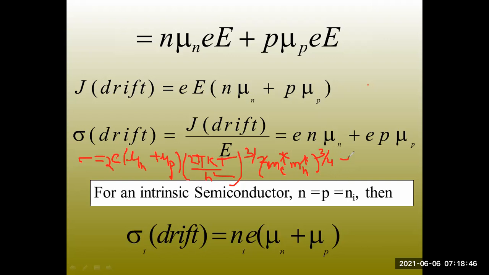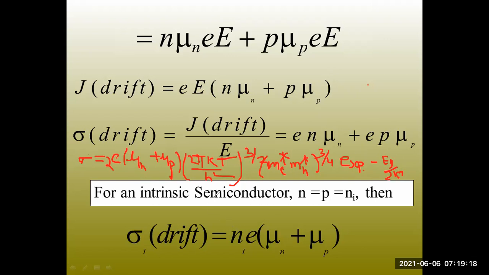So exponential of minus Eg by 2kT. Now this is the value of, you can say, the electrical conductivity. So now what we are doing is we want to simplify this equation.